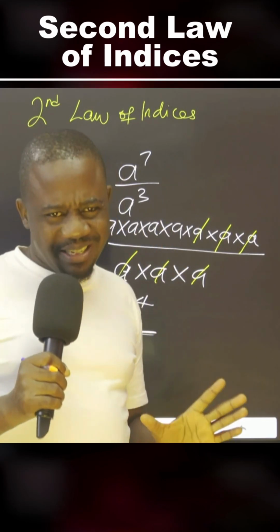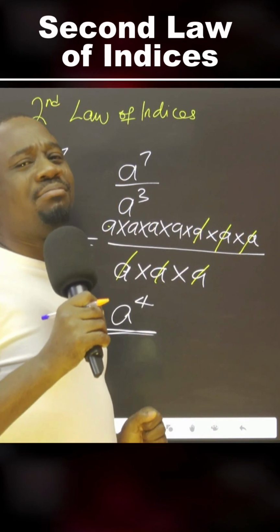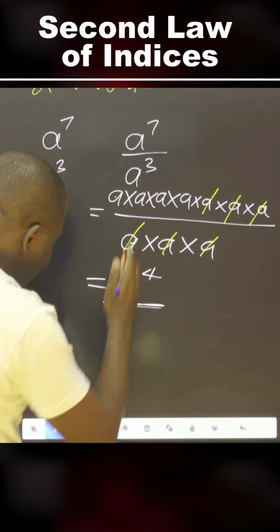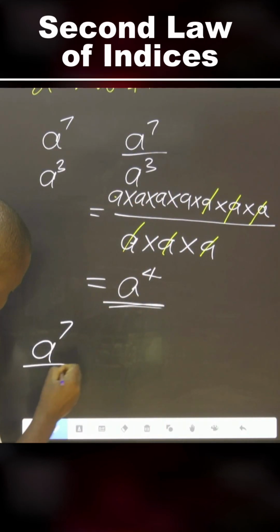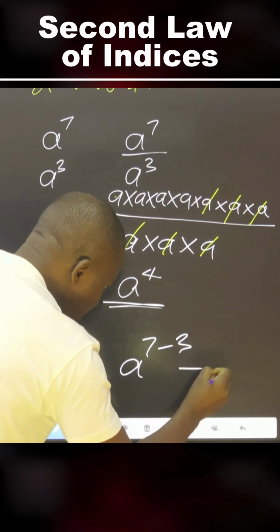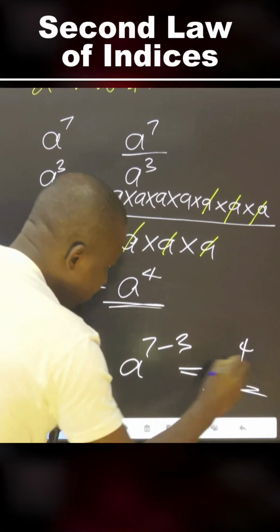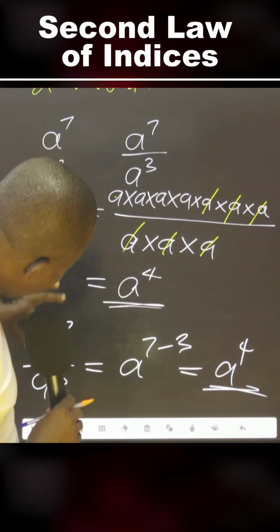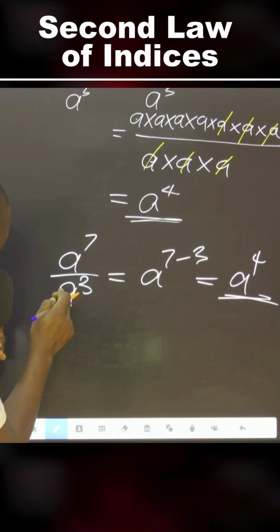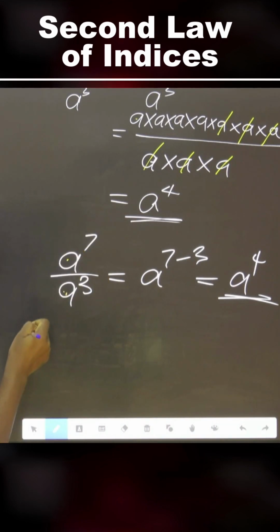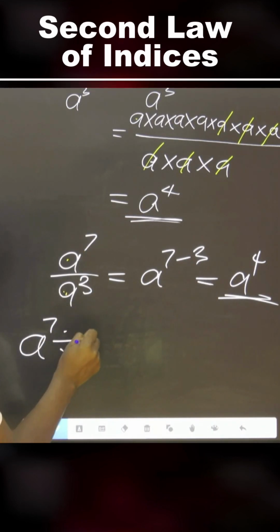So the law says, don't waste your time. What you should do is this. If you have a situation like this, simply say, this over this is equals to a raised to power 7 minus 3, which is equals to a raised to power 4. This is shorter. What is the law now? The law is saying, as long as these bases are the same, remember, I can also express this as a raised to power 7 divided by a raised to power 3.